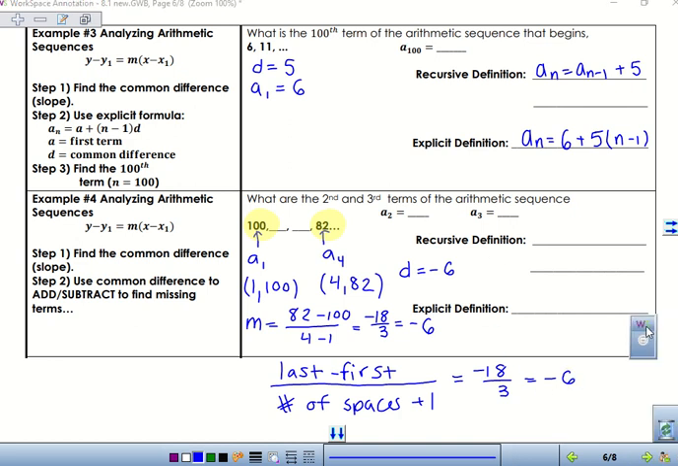Alright, so now that we have our d, we can find the missing ones, right? So what would be term 2? 94. 94. And what would be term 3?